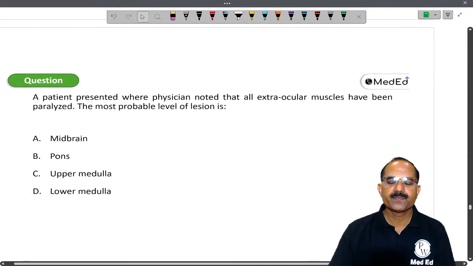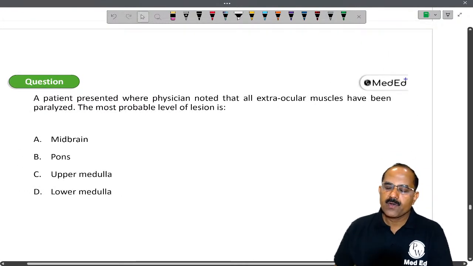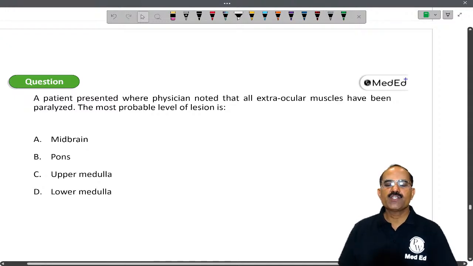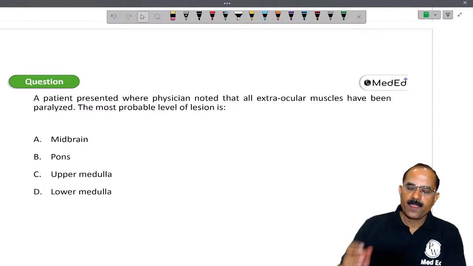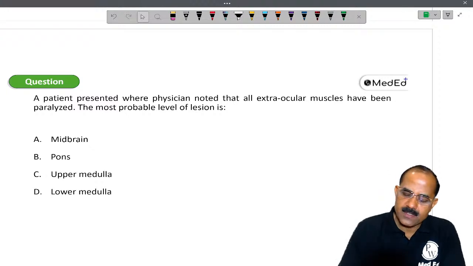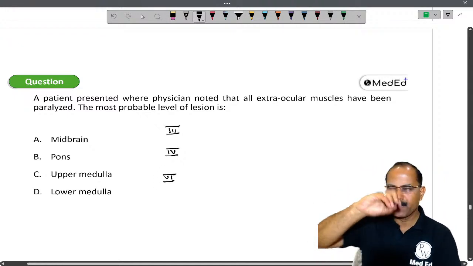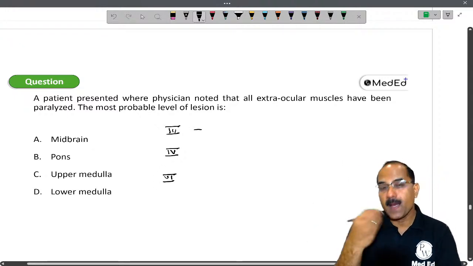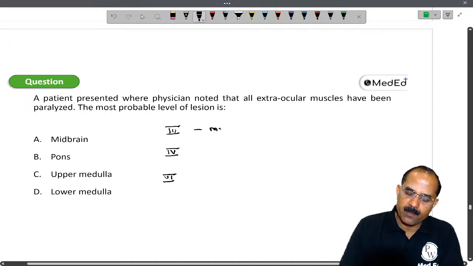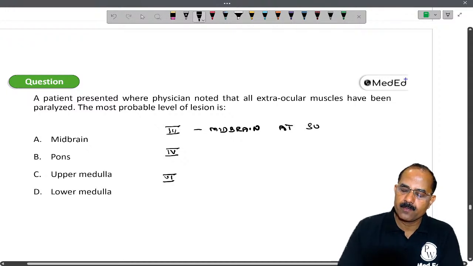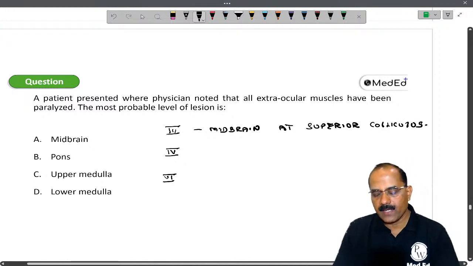Yes, answer this. All extraocular muscles have been paralyzed. The most probable level of lesion is? Look, extraocular muscles are supplied by which nerve? Third nerve, fourth nerve, and sixth nerve. So third nerve का nucleus कहाँ पे होता है? In the midbrain at the level of superior colliculus.